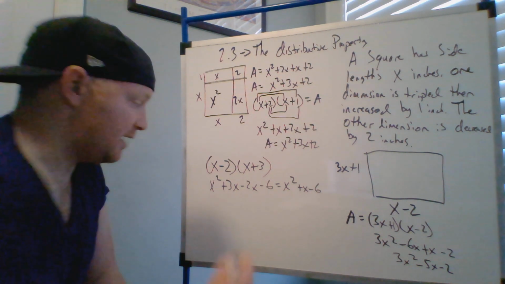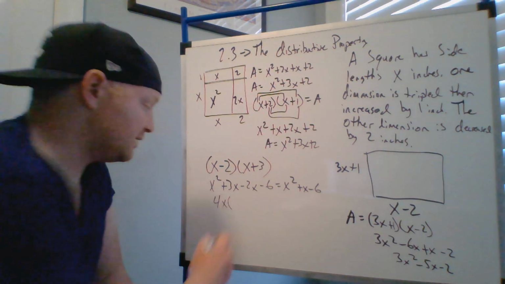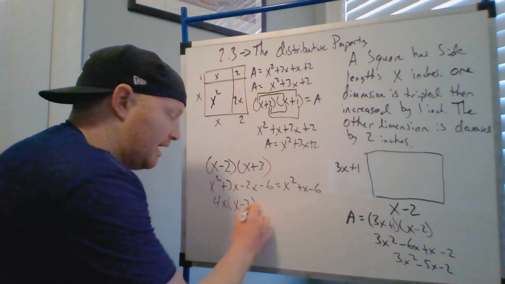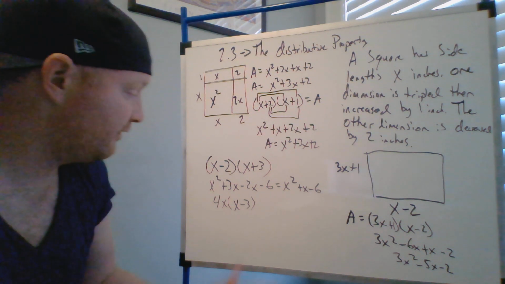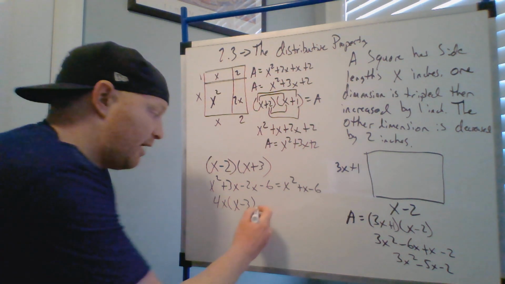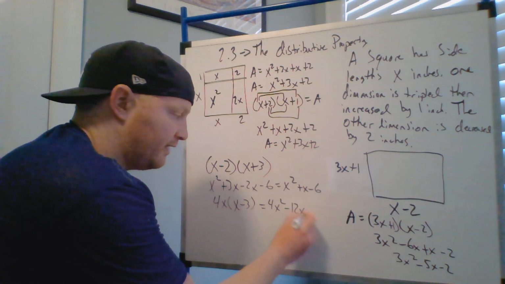And then the last example would be something like this, 4x times x minus 3. Again, carry out the expanded form of this, so you're just using the distributive property. So this is going to be 4x squared minus 12x.